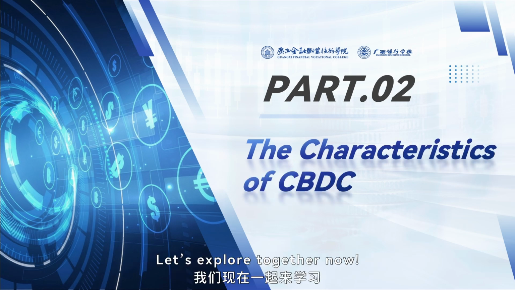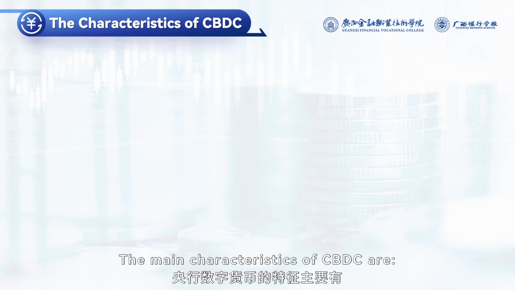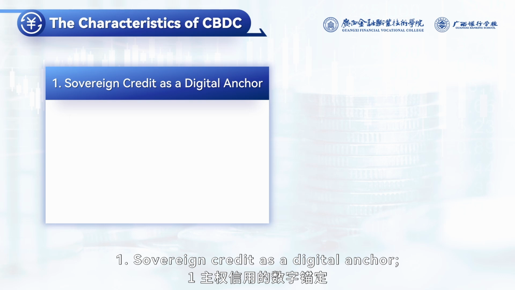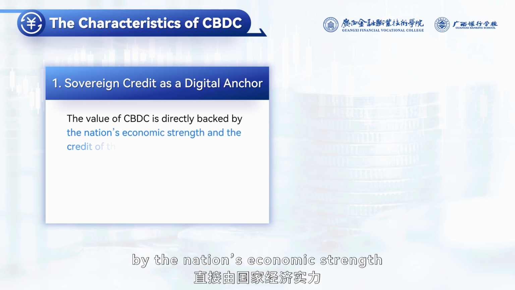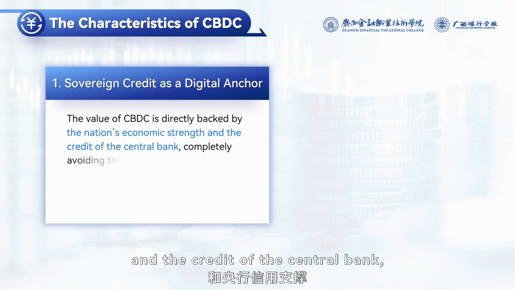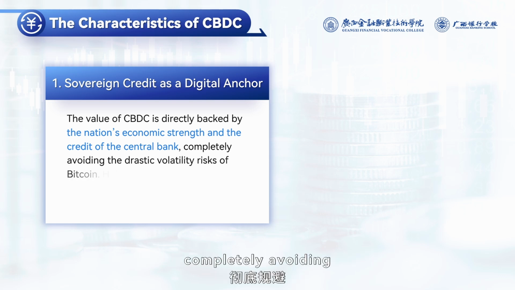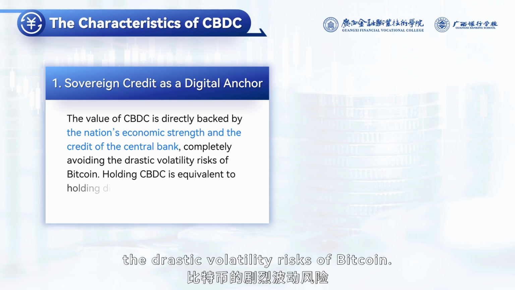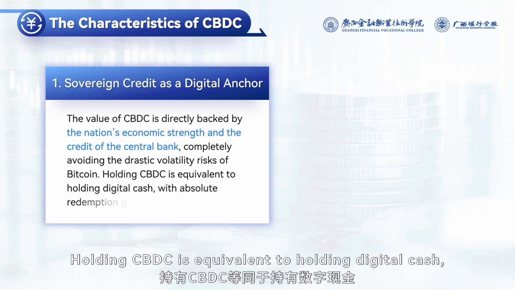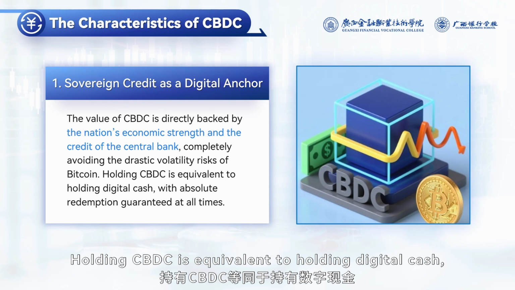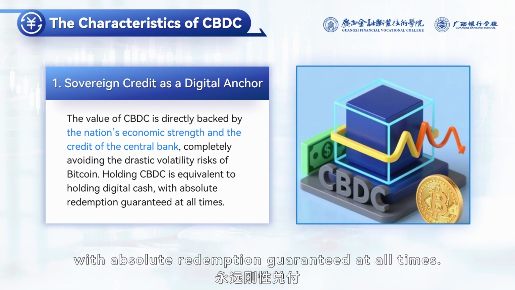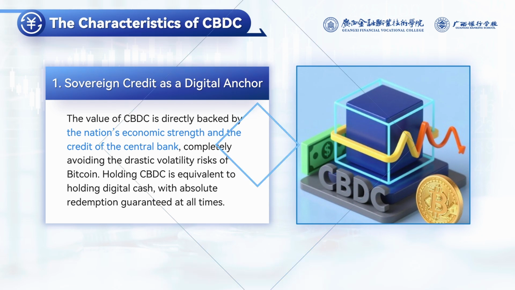Let's explore together now. The main characteristics of CBDC are: 1. Sovereign credit as a digital anchor. The value of CBDC is directly backed by the nation's economic strength and the credit of the central bank, completely avoiding the drastic volatility risks of Bitcoin. Holding CBDC is equivalent to holding digital cash, with absolute redemption guaranteed at all times.